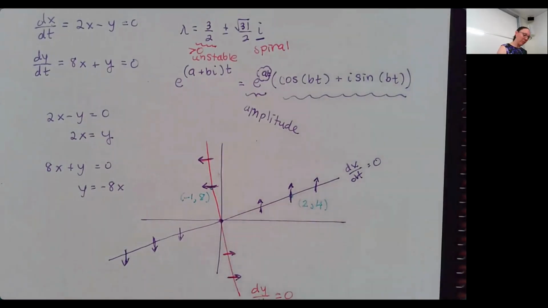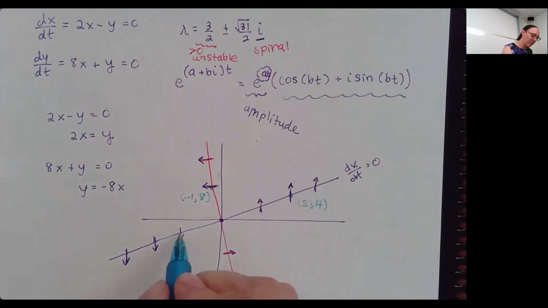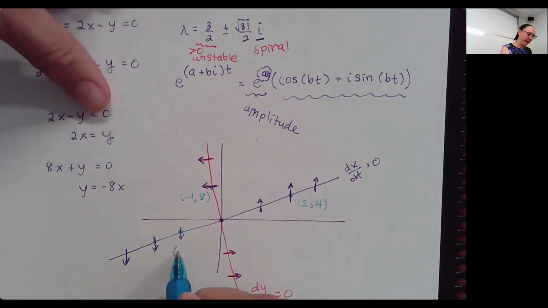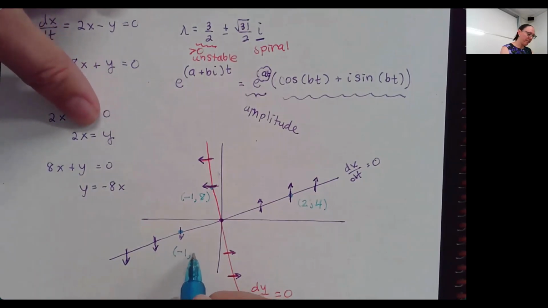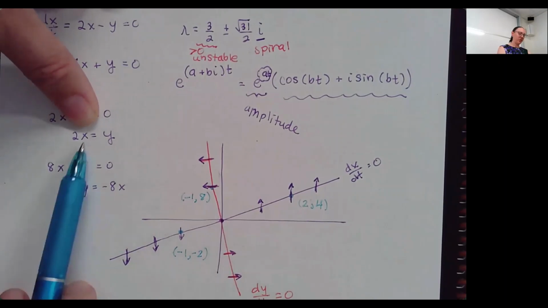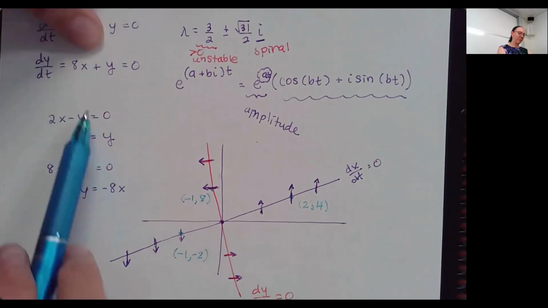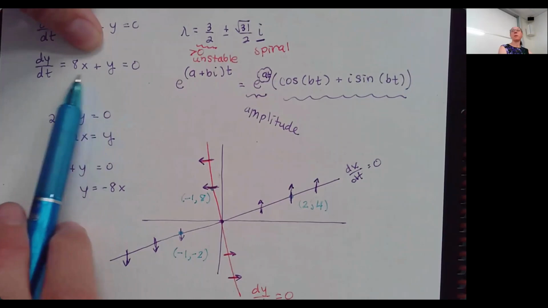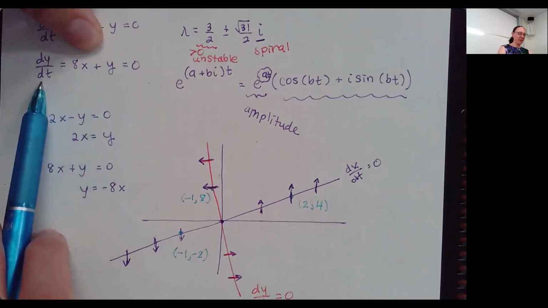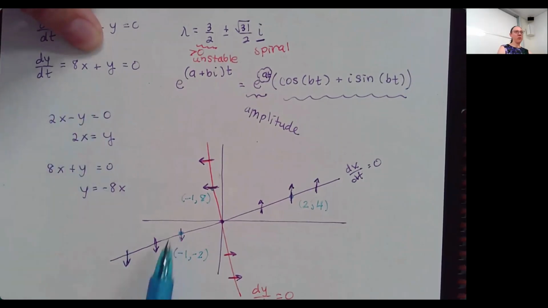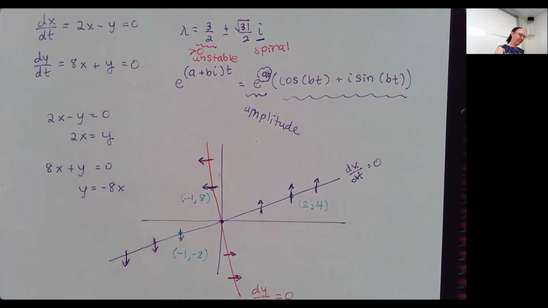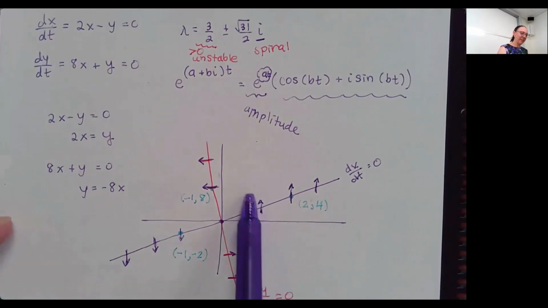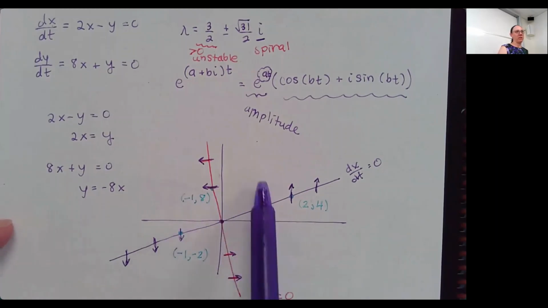So I can keep choosing points that are on my null lines. I could pick a point over here, like -1, -2. That should solve this equation. And if I plug in -1, -2, I'm going to get that dy dt is negative, which confirms that my arrow should point down. And now you can kind of see that we've got this spirally behavior.